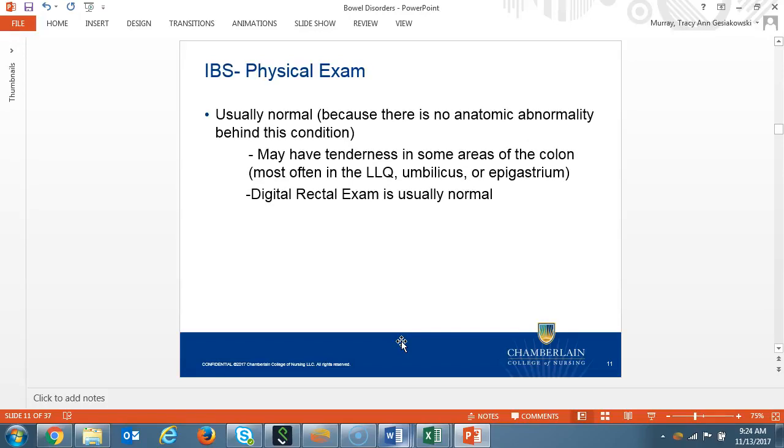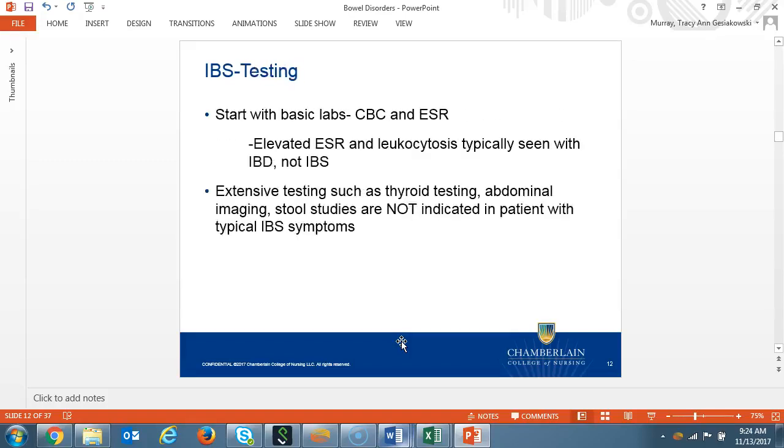The physical exam in a patient with IBS is usually normal except for some tenderness in some area of the colon, most often the left lower quadrant, the umbilicus, or epigastric area. Digital rectal exam is normal but may exacerbate symptoms in some people. Initial laboratory testing for IBS may include a CBC and SED rate.